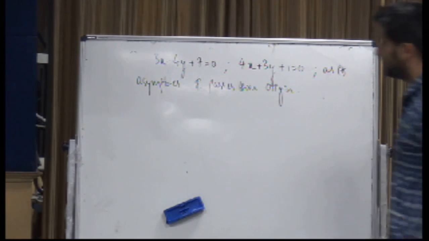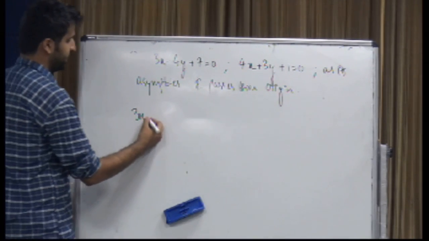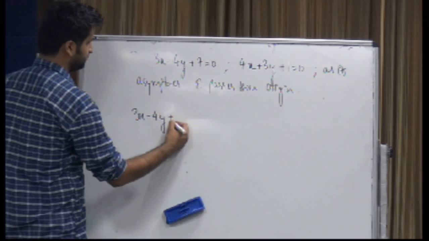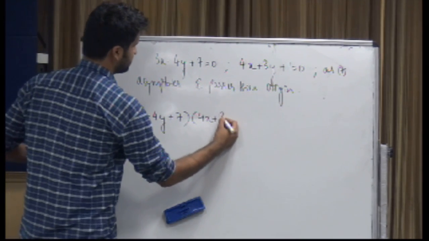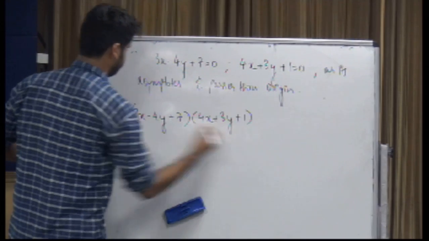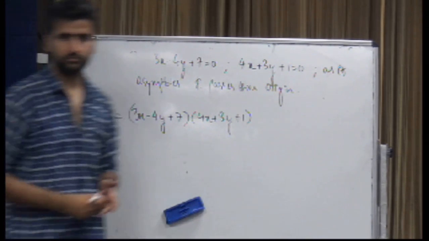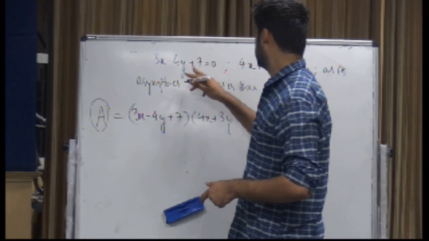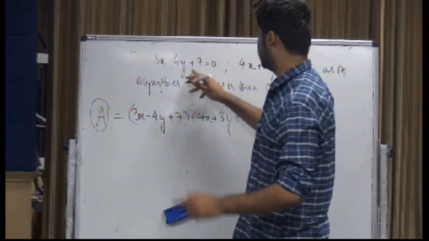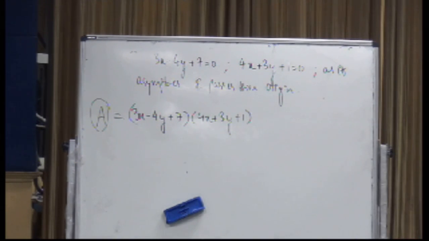So what is the combined equation of the asymptotes? It will be 3x minus 4y plus 7 multiplied by 4x plus 3y plus 7. So this is the combined equation of the asymptotes, right?